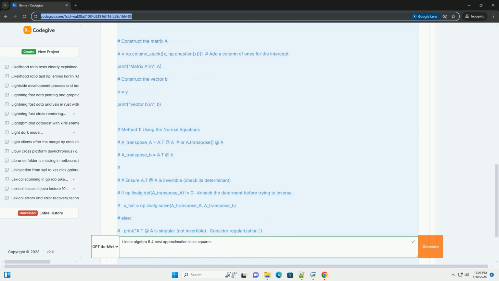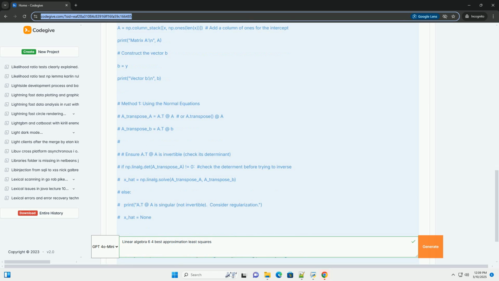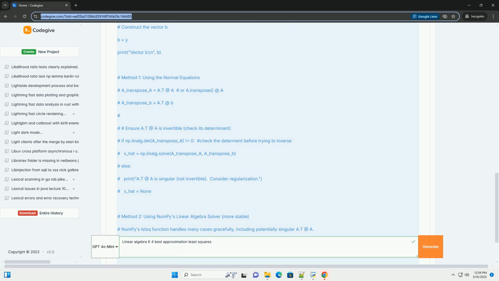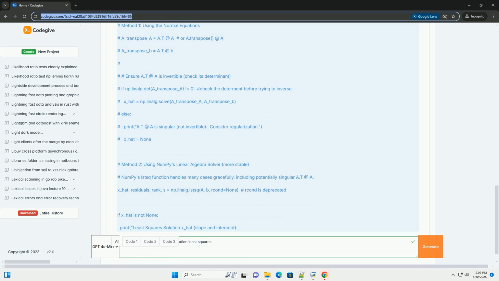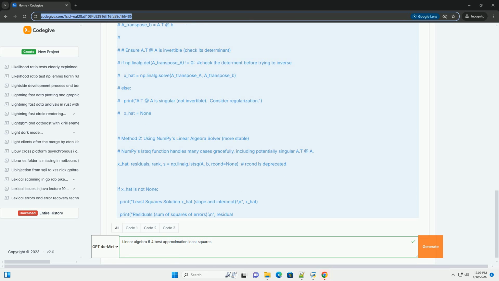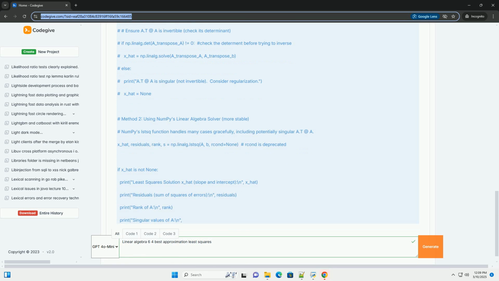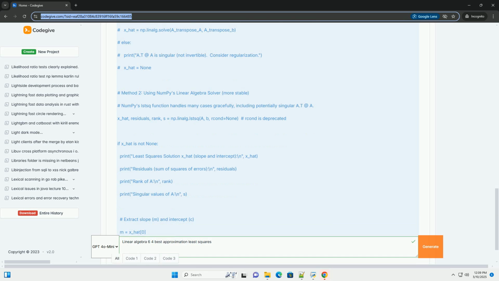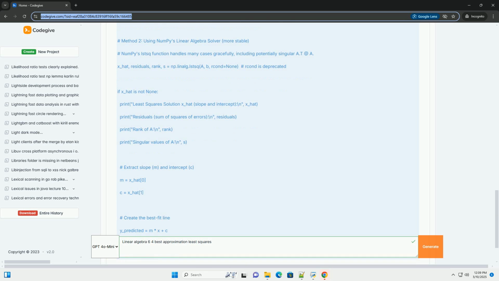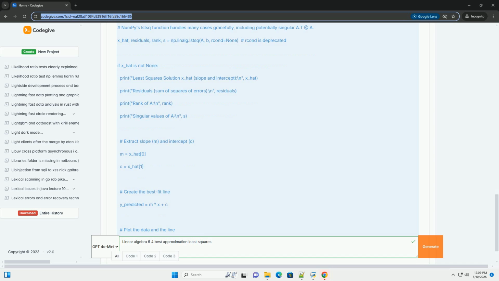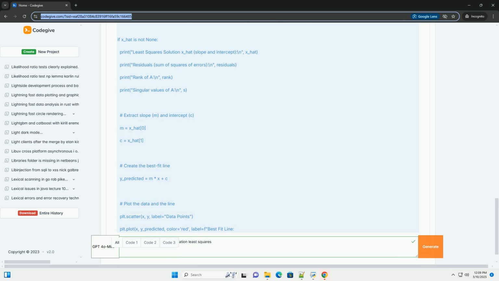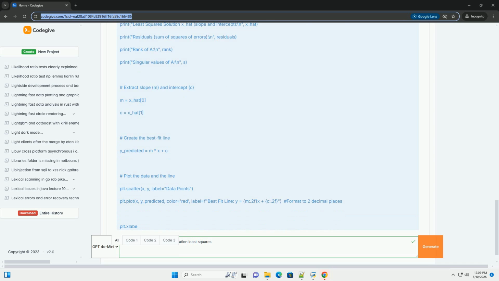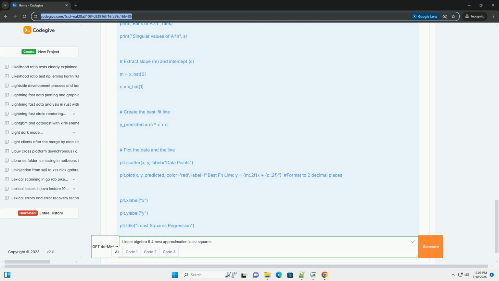The core idea behind best approximation and least squares arises when we have a system of linear equations that is overdetermined. What does that mean? Consistent system: a system of equations is consistent if it has at least one solution. If Ax equals b is consistent, there's a vector x that satisfies the equation perfectly.